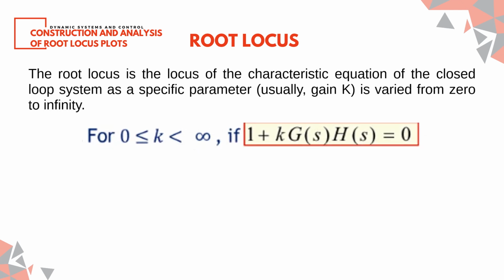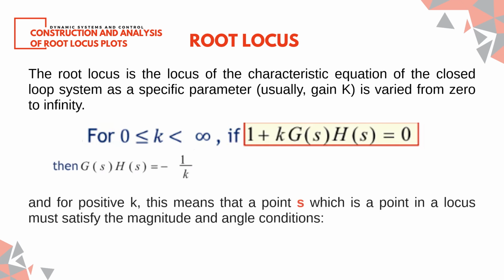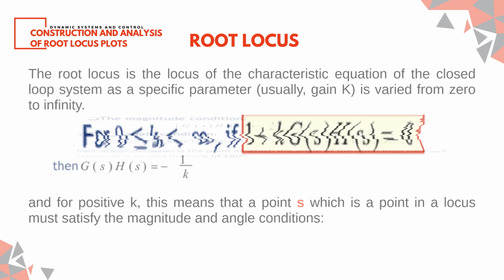The root locus is the locus of the roots of the characteristic equation of the closed-loop system as a specific parameter, usually gain K, is varied from 0 to infinity. If 1 plus K G(s) H(s) is equal to 0, then G(s) H(s) is equal to negative 1 over K. And for positive K, this means that a point s in the locus must satisfy the magnitude and angle conditions.